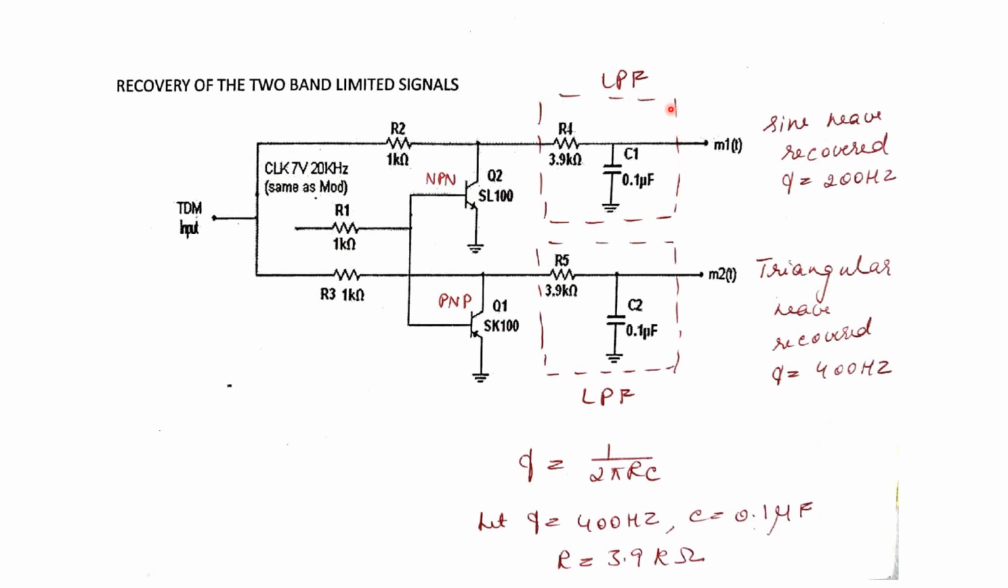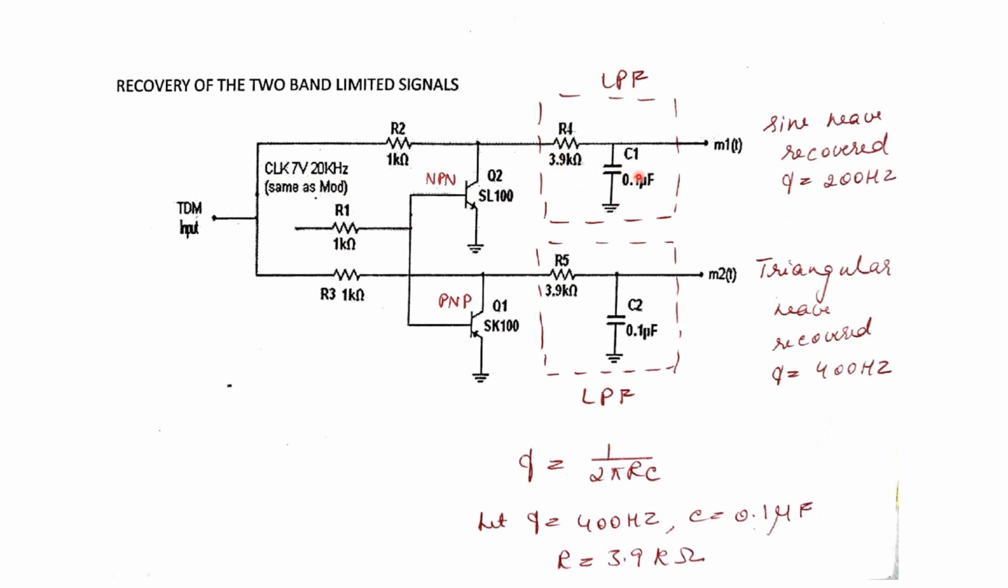Now low pass filter here also is designed for the same frequency, 400 Hz. That is because for all the negative half cycles of the clock we get back the segments of the sinusoidal signal which is multiplexed during the multiplexing, and this low pass filter is used to smooth out the signal, to remove the components of clock present in it and get back the smooth recovered sine wave.